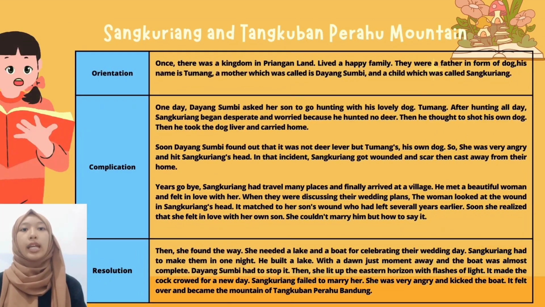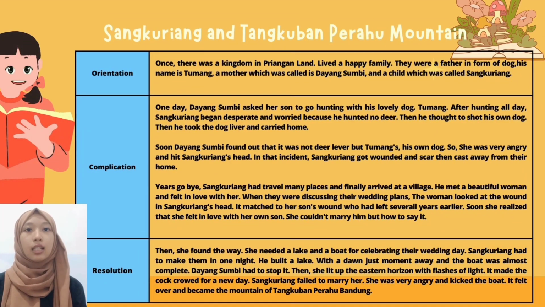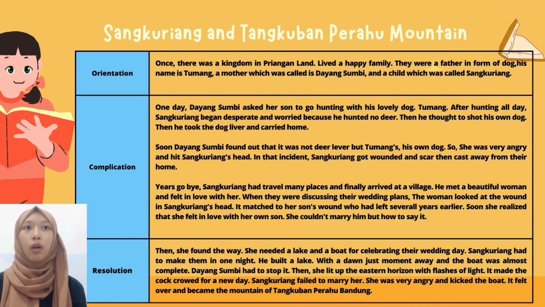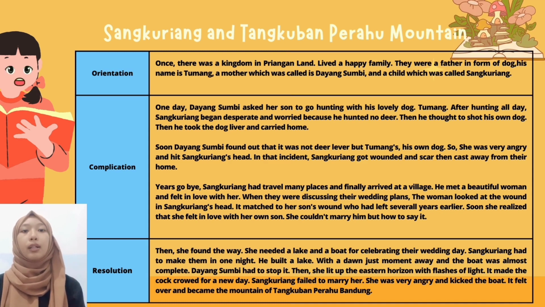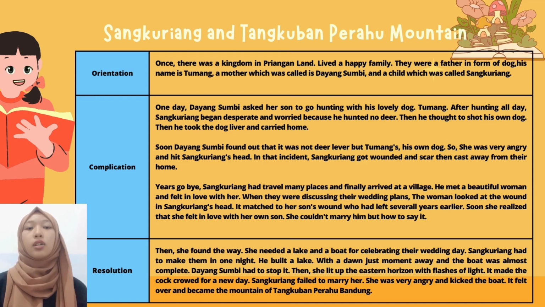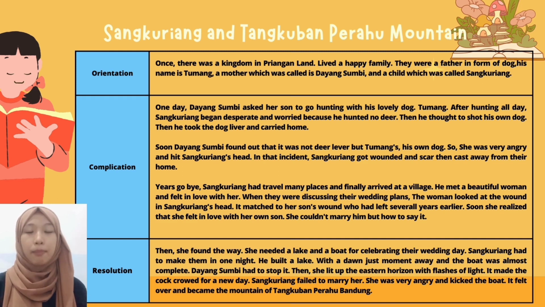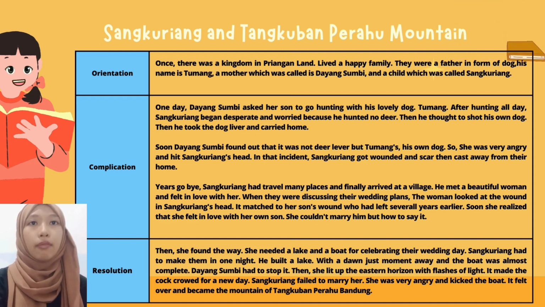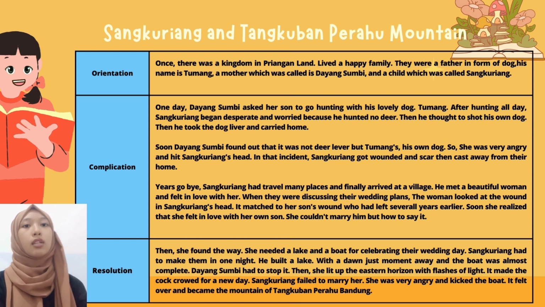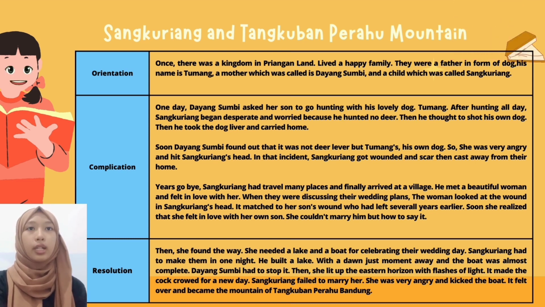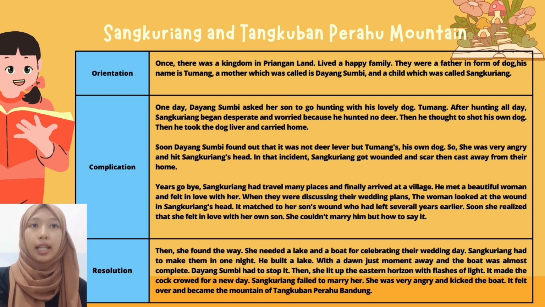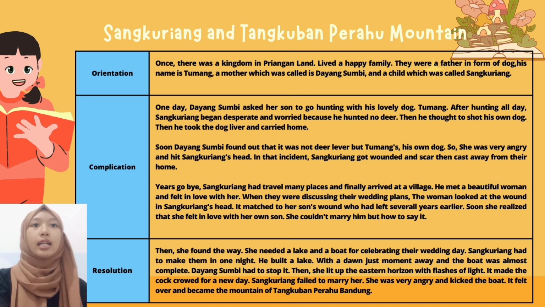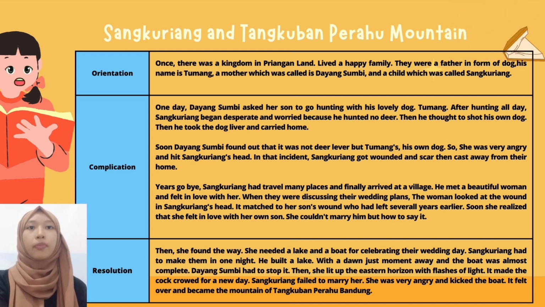Now let's look at an example of narrative text. The title is Sangkuriang and Tangkuban Perahu. This example is very famous in Indonesia, so let's discuss it. The first paragraph is orientation because it introduces the place and the characters of the story. The place is Priangan Land and the characters are Tumang, Dayang Sumbi, and Sangkuriang.